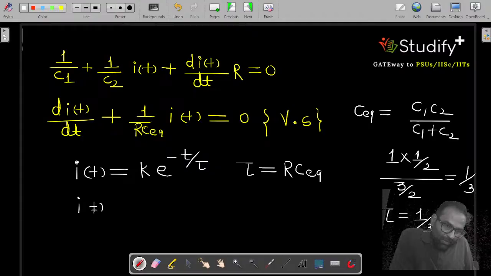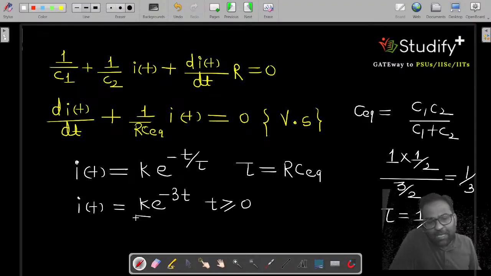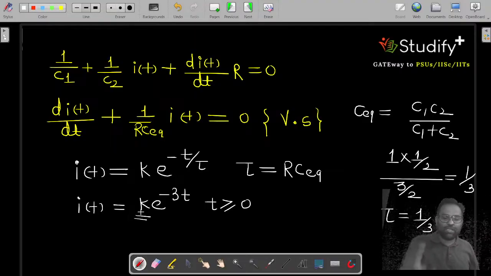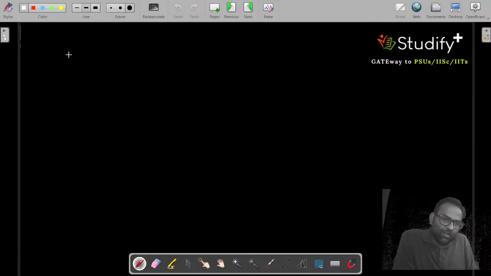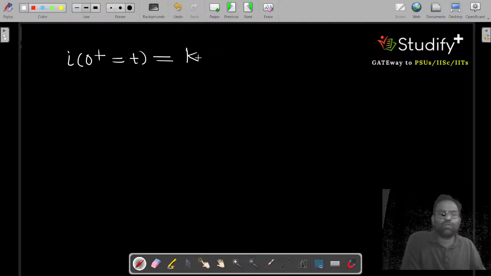i(t) equals K into e to the power minus 3t for t greater than or equal to 0. This expression is very simplified when you go with the numbers. Now we are interested in this constant, and to calculate it, we know that the differential equation is only valid for t greater than 0. So to calculate the constant, I need to use the initial condition. If I replace t equal to t0 plus, the equation will give you k.